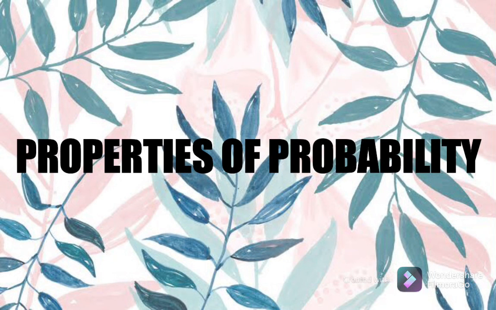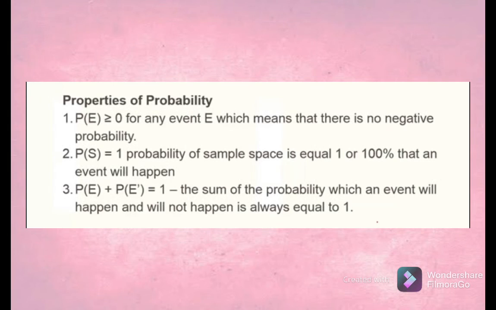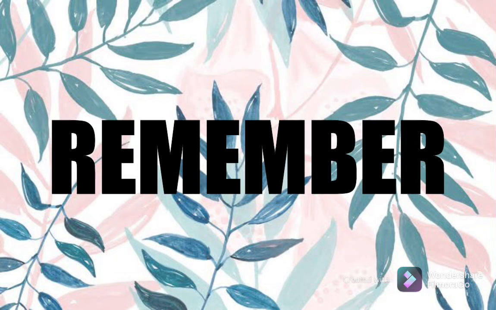For the properties of probability: number 1, for any event E, the probability is never negative. So remember that there is no negative probability. Number 2, the probability of the sample space is equal to 1, or 100%, that an event will happen. Number 3, the sum of the probability that an event will happen and will not happen is always equal to 1. Remember.